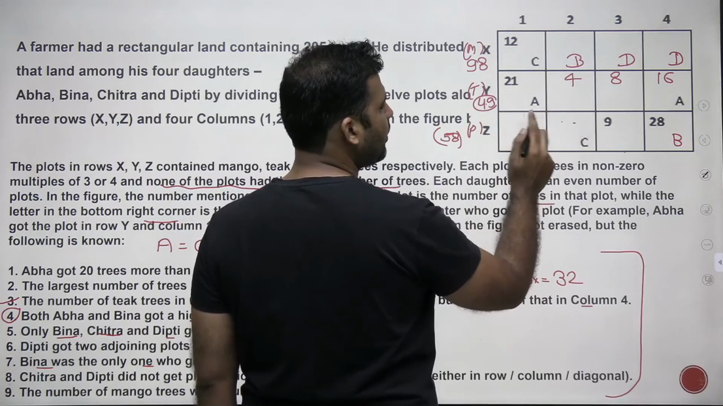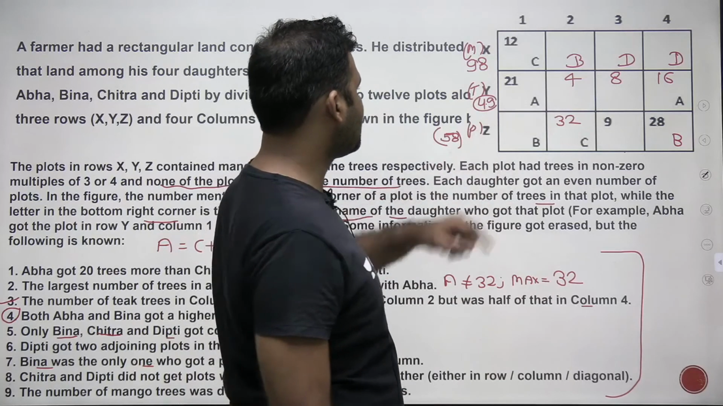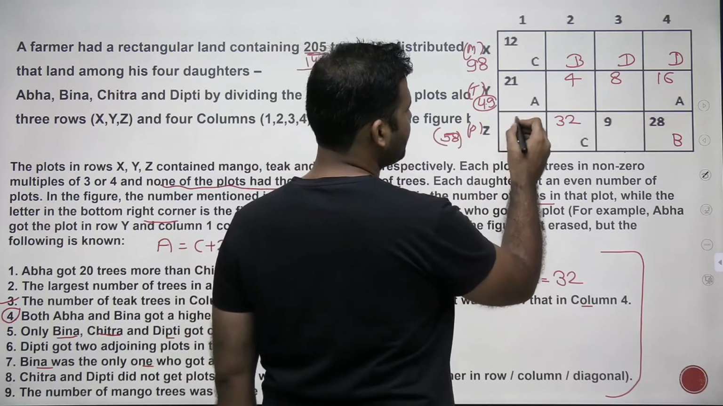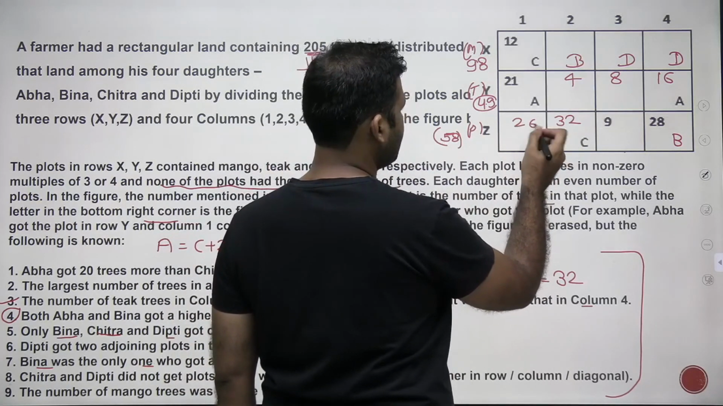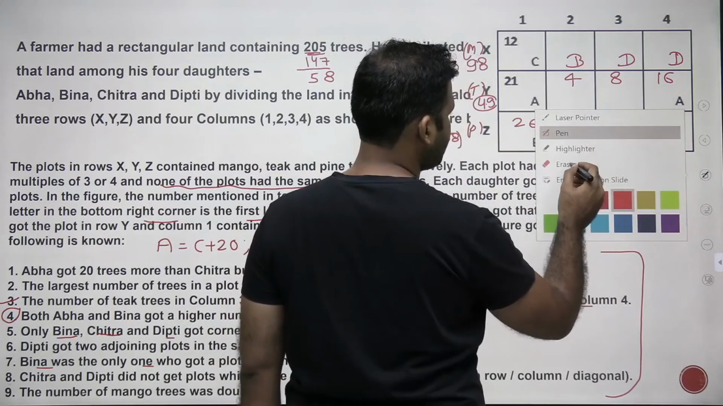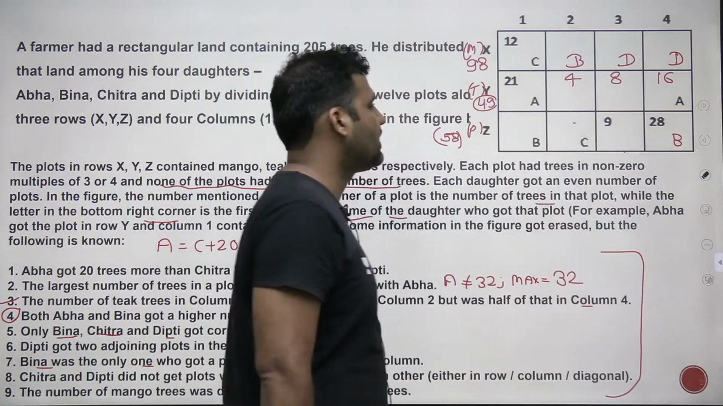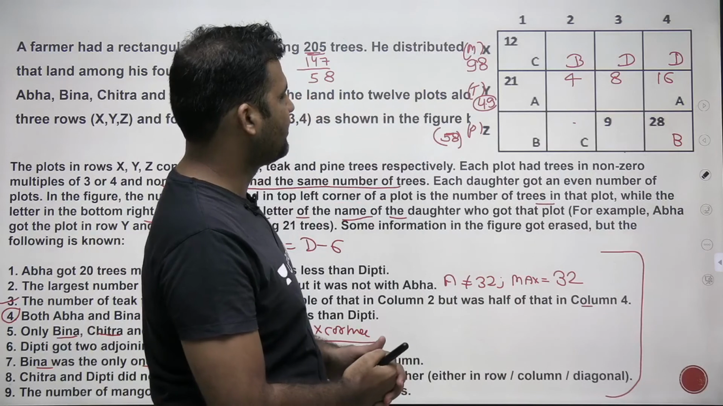If any of this column is having, let's say, 32 number of plots, then the other plot will be having 26, 6 plus 2, 8, 3 plus 2, 5. Okay, that's a possibility. We cannot say this for sure, right? 32 and 26 is just a possibility.